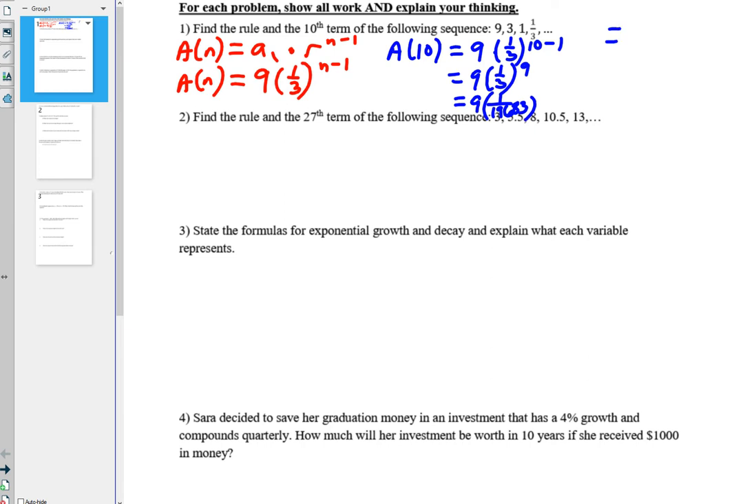So that would be then 9 over 19,683, and that can be reduced. I know that it can be divided by 9 because that 19,683 came from multiplying 3 times itself a bunch of times. Actually, you know what? Yeah, it should. So 19,683 divided by 9 is 2187. So I get 1 over 2187. That is the 10th number.